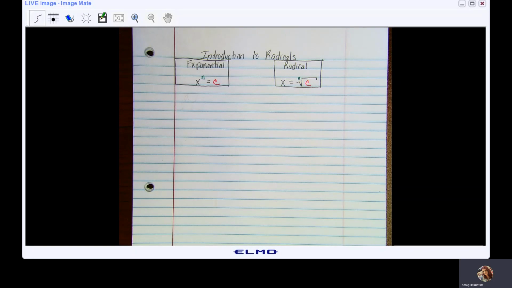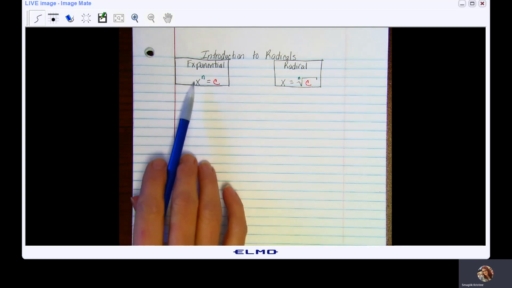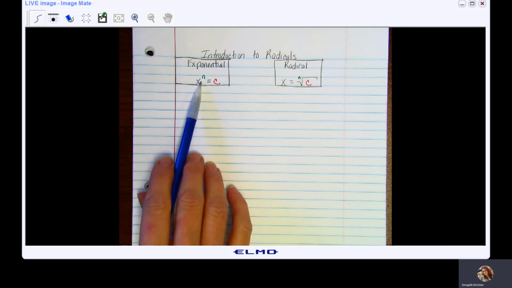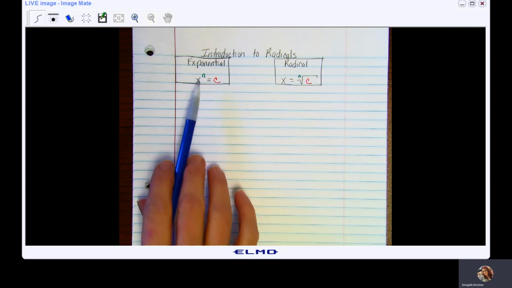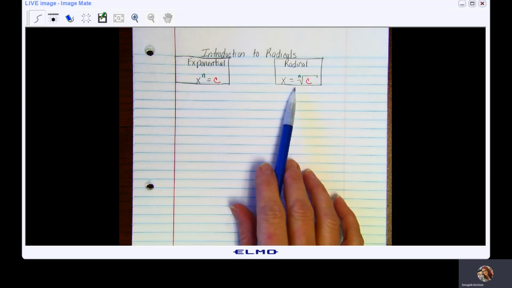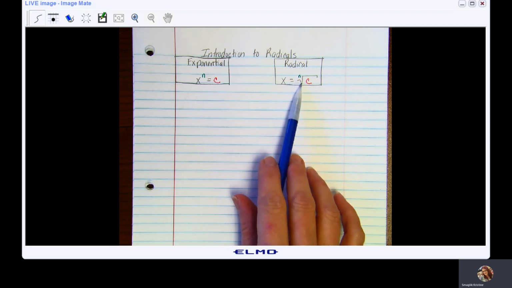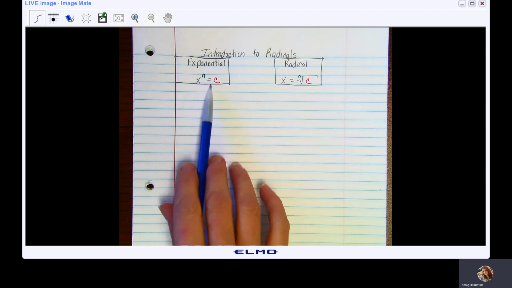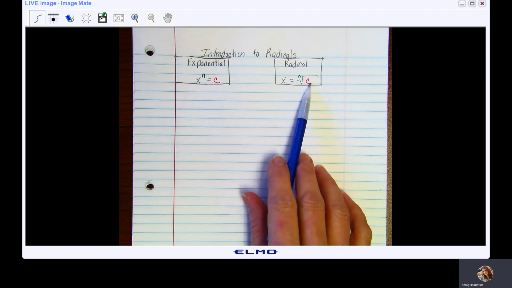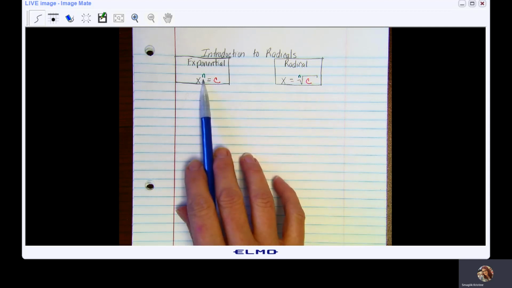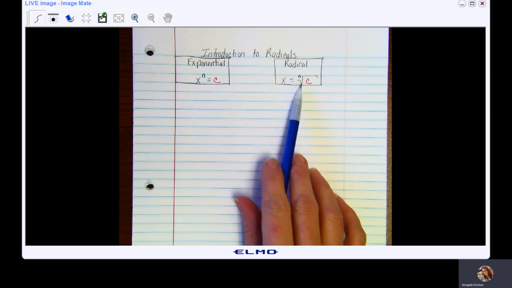Let's take a look at an introduction to radicals. So here we have your exponential form. You have x as your base raised to n, which is your exponent, and your exponent here is going to be an integer, equals some number c. Now when we go from exponential to radical form, your base is what's going to be set equal to your radical, your answer here becomes your radicand, and your exponent is your index on your radical. That tells us the root.